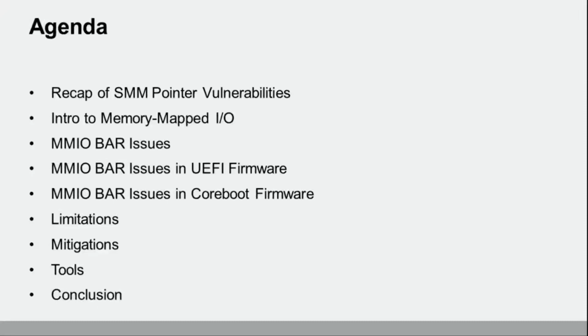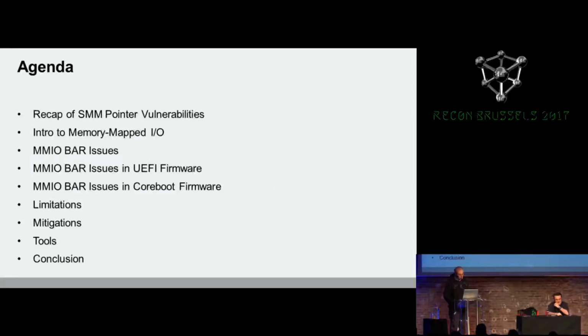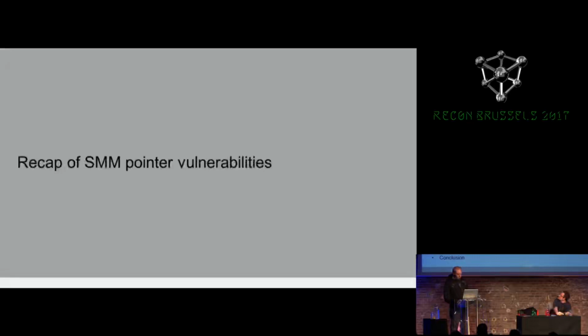Today we'll present a new type of vulnerability, and in our agenda we have a small recap about the previous vulnerabilities, then an introduction about memory-mapped IO, then a description of the MMIO BAR overlap issue, examples of this issue in UEFI firmware and Coreboot firmware, limitations, mitigations, tools, and conclusion. The recap is really important for this presentation because the vulnerability is a little bit similar to the previous one, in many perspectives, and in exploitability in the modules when we found them.